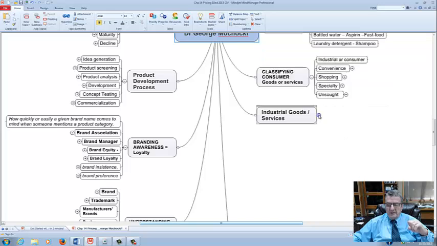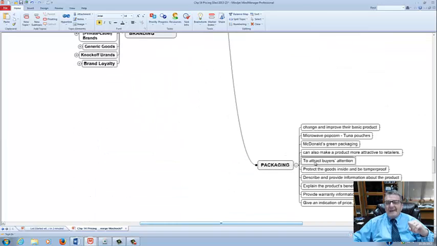Okay. Now you have industrial goods. We already talked about the business to business. Packaging is basically more important to the regular consumer. For a consumer, the package protects it so it doesn't get broken, protects it so it doesn't get stolen from me as a retailer. It also gives me instructions, it gives me information. It's my silent salesperson.